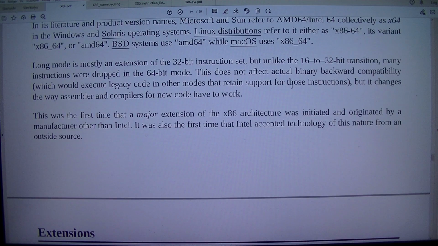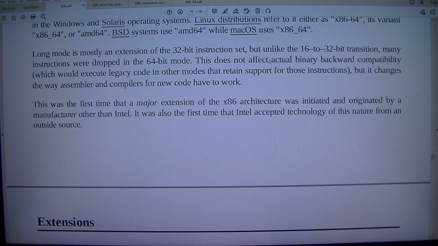Long mode is mostly an extension of the 32-bit instruction set, but unlike the 16 to 32-bit transition, many instructions were dropped in the 64-bit mode. This does not affect actual binary backward compatibility, which would execute legacy code in other modes that retain support for those instructions, but it changes the way assemblers and compilers for new code have to work.